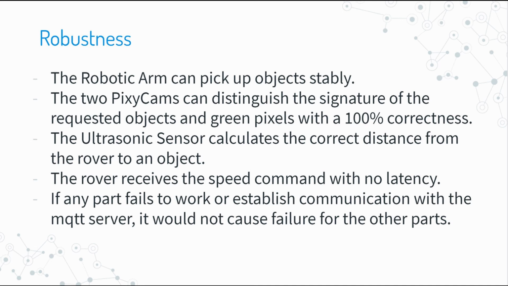And we have the robustness here. The robotic arm can pick up objects stably. The 2 PixieCams can distinguish the signature of the requested objects and green pixels with 100% correctness. The ultrasonic sensor calculates the correct distance from the rover to the object. The rover receives the speed commands with no latency. If any part fails to work or establish communication with the MQTT server, that problem would not cause failure for other parts.